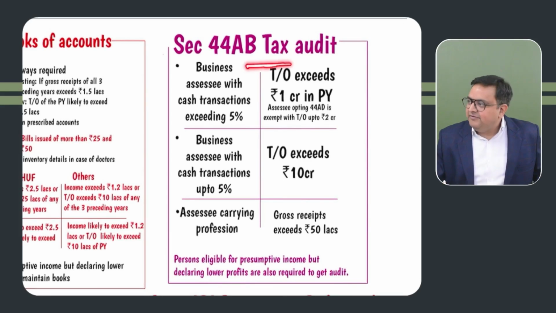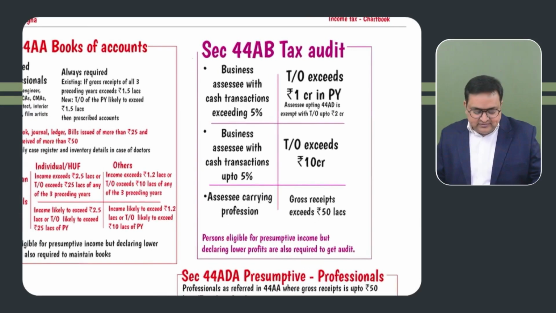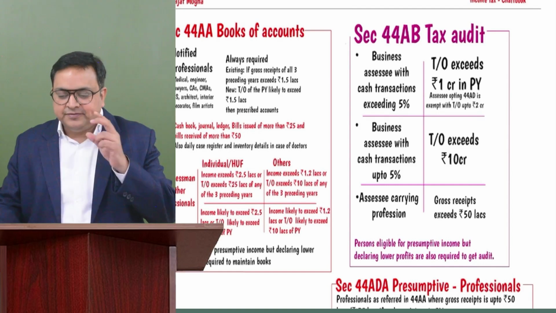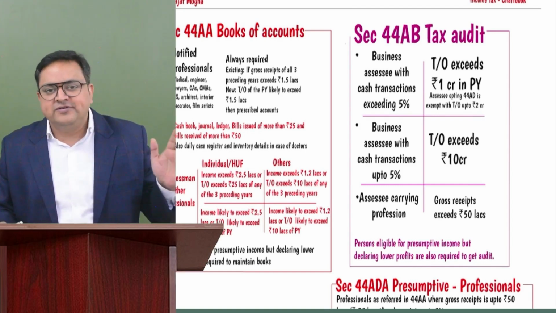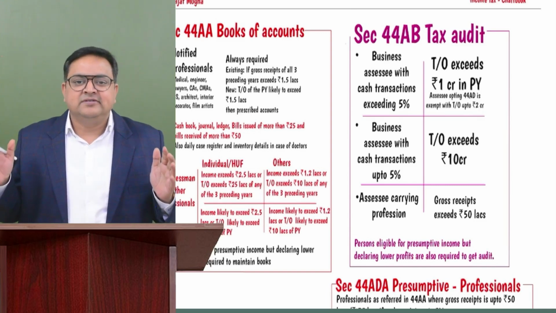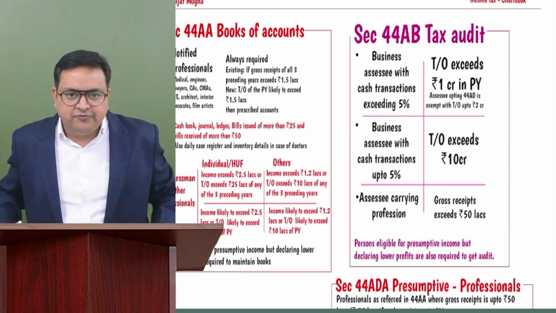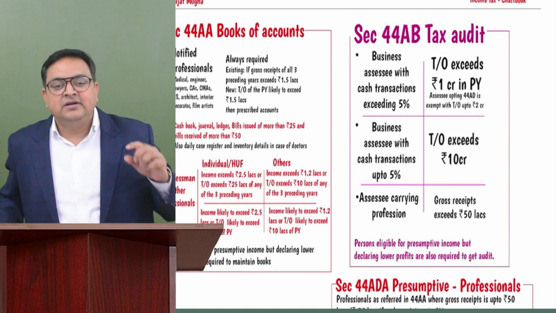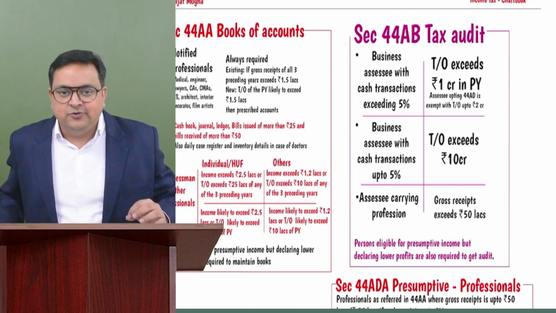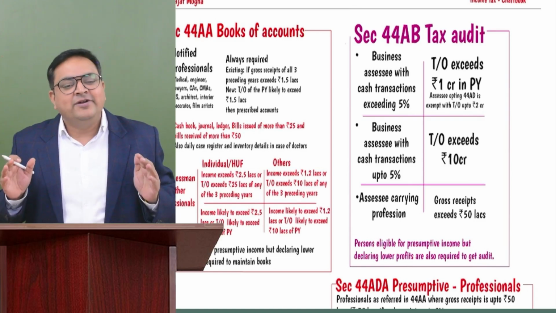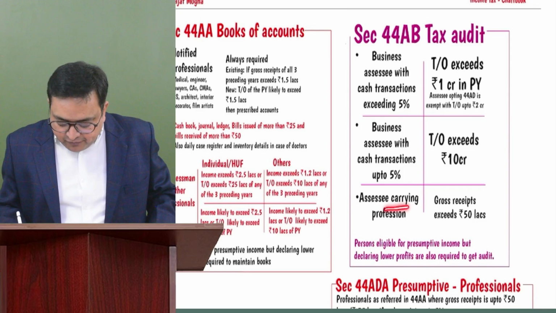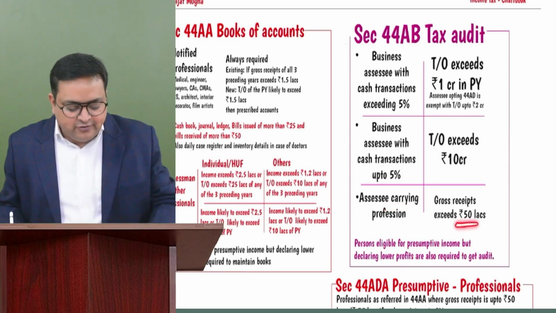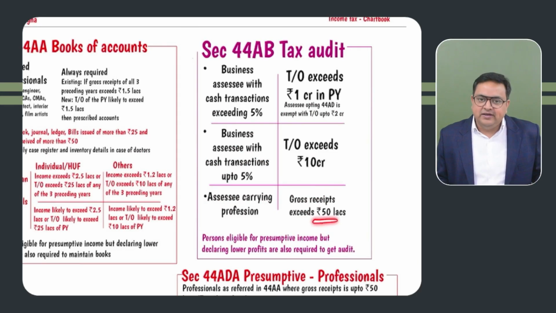44AB, tax audit, a very, very important section. This section says, if we divide this into two groups, one is all professionals, not notified, all professionals in one group and businesses in the other group. First, I'll be talking about the professionals. If the professional's gross receipts, that is the turnover, of the previous year 23-24 exceed 50 lakh rupees, they are required to get their accounts audited. So an assessee carrying on profession, if their gross receipts exceed 50 lakh rupees, they are required to get their accounts audited.